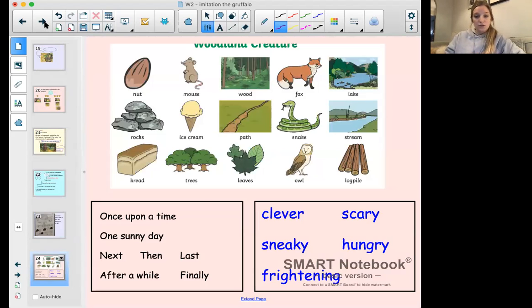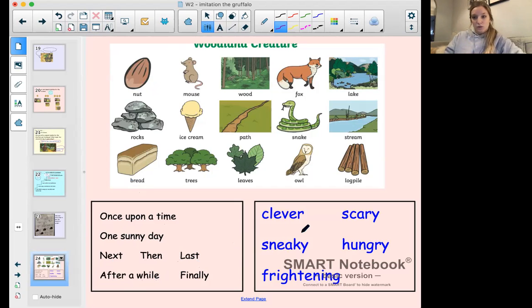All right, another resource we've made to help you at home, and this would be really good if you want to freeze the screen while you're writing your story. This is our word mat. At school, we would have our word mats on paper at our desk, but today we have our word mat that you can pause and keep on your screen when you're writing your story. We've got labels of most of the nouns that you'd find in the story. In this box, we have some lovely sentence openers. So once upon a time, one sunny day, next, then, last, finally, after a while, all of those connecting phrases that we use to start our sentences in most of our other stories.